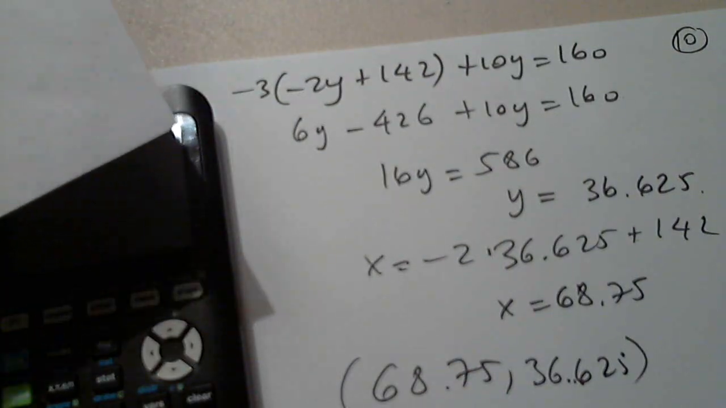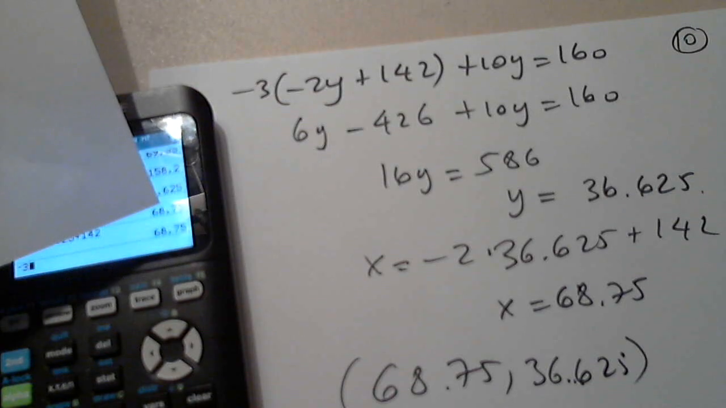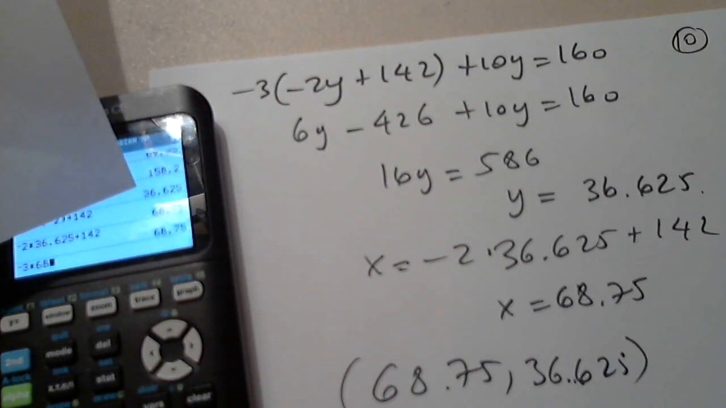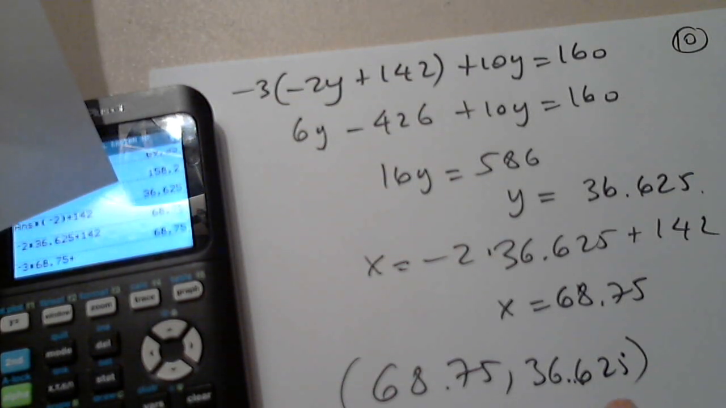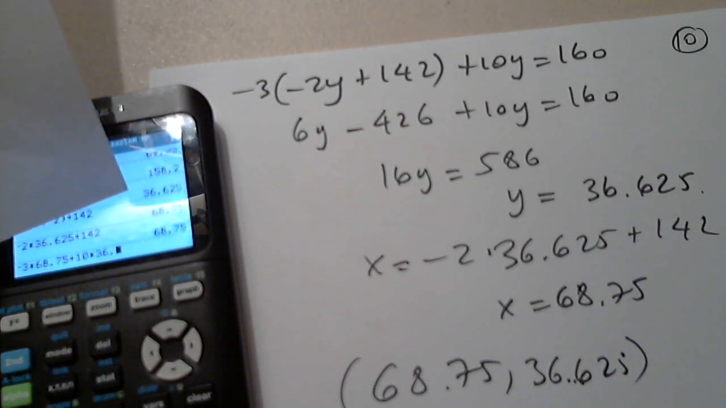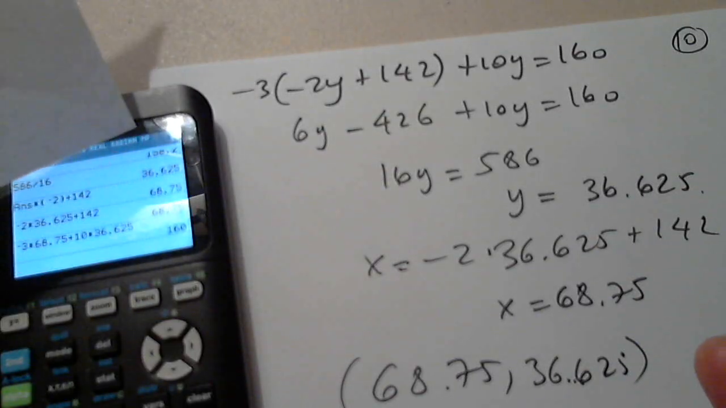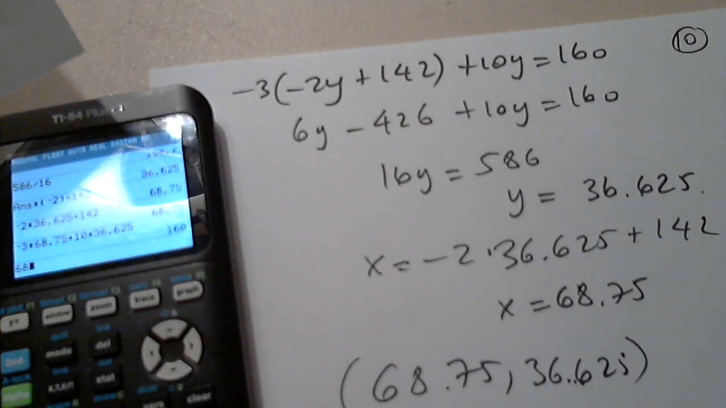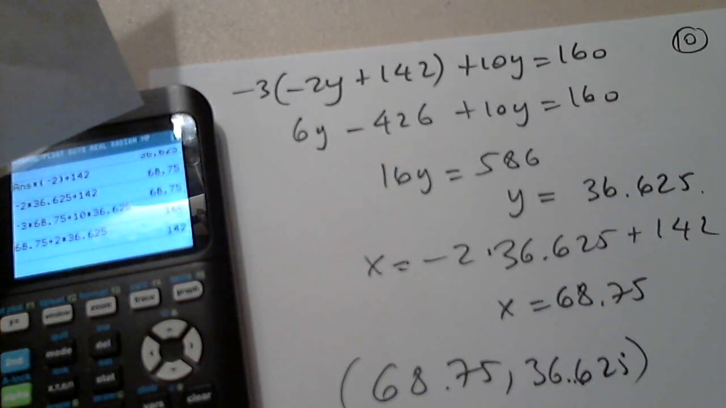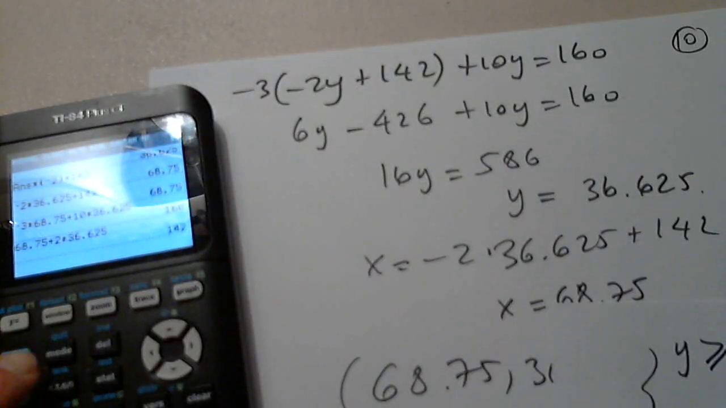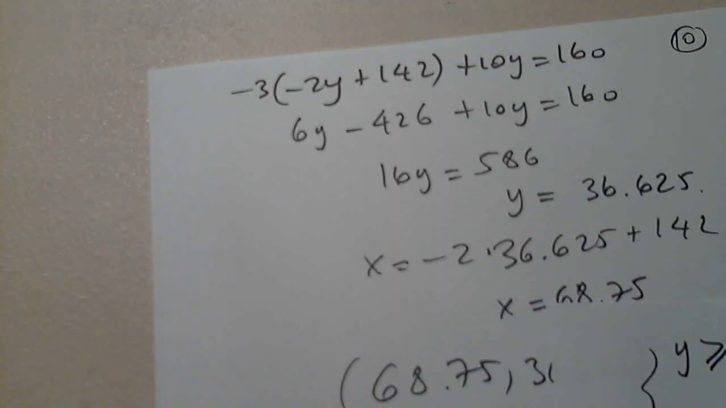Okay, so we have negative 3 times x, 68.75, plus 10 times 36.625. Do I get 160? Finally. Thank you. Okay, so now 68.75 plus twice this, 36.625. Okay, 142. Finally. Okay, good.